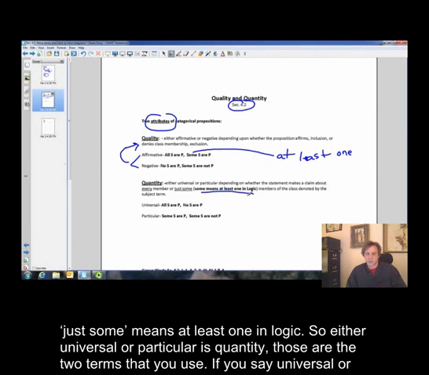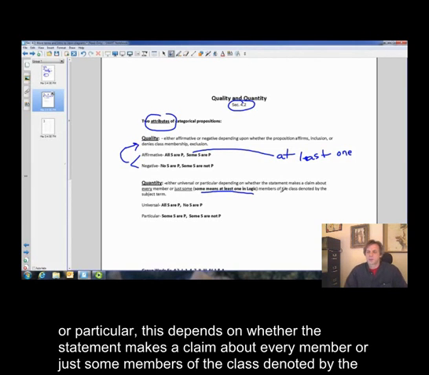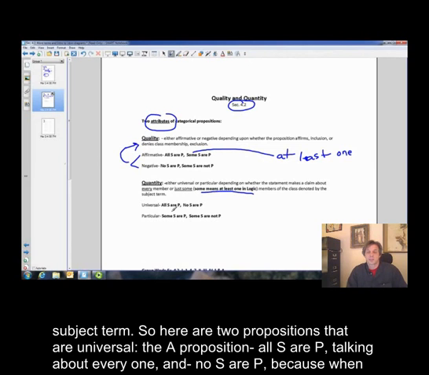Those are the 2 terms that you use. If you say universal or particular, you're talking about quantity. You say affirmative or negative, you're talking about quality. But for quantity, if something's universal or particular, this depends on whether the statement makes a claim about every member or just some members of the class denoted by the subject term.